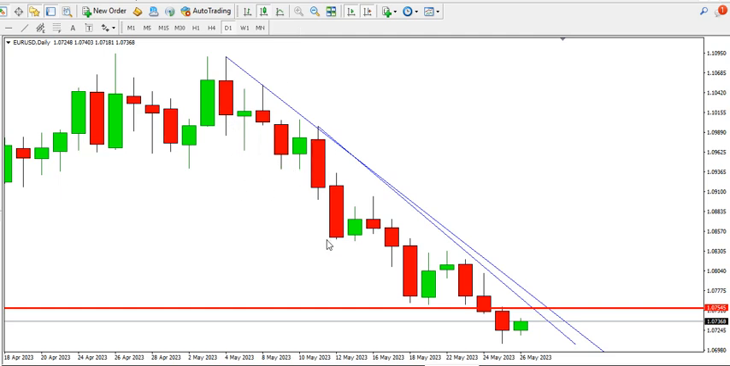So on the daily time frame, we can see price establishing lower high, lower low, lower high, lower low, lower high, lower low, implying we have a bearish trend that is in place, and the momentum of the bearish trend is high, as we do not have a significant pullback.